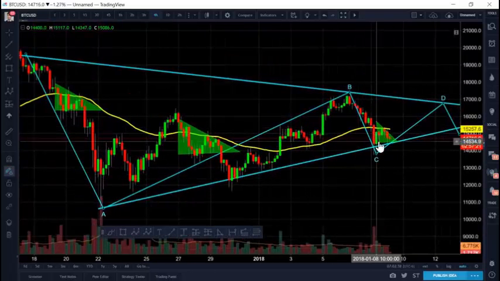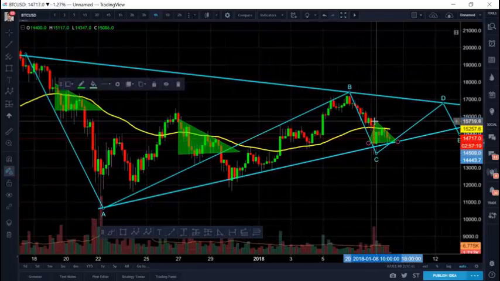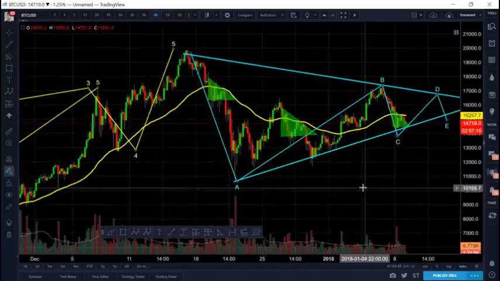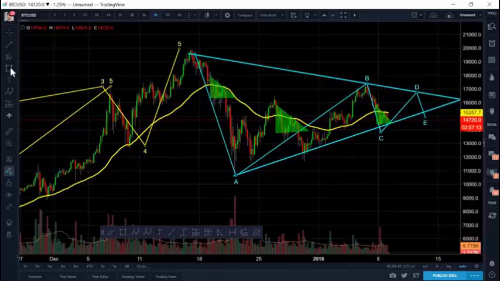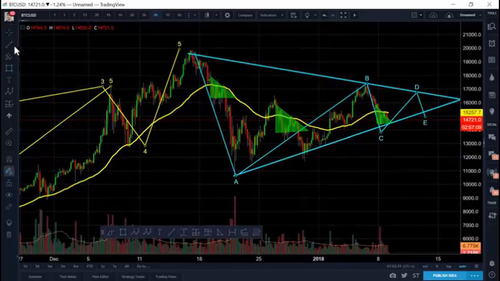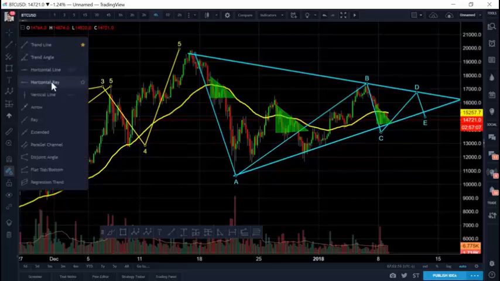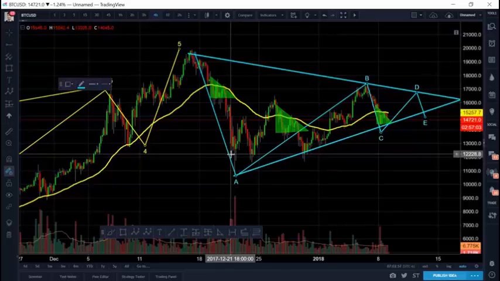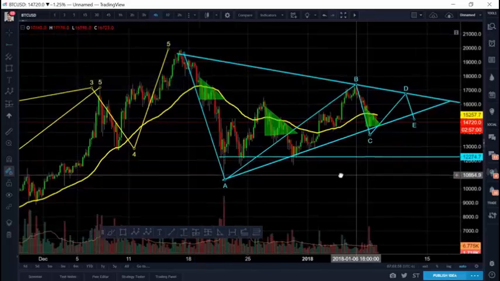But here it's doing the same type of consolidation, and I think it's going to break down lower, guys. And if it breaks down lower, we have this region right here as a buy zone for Bitcoin, which means coins like Ripple will take a bloodbath if this does end up happening.